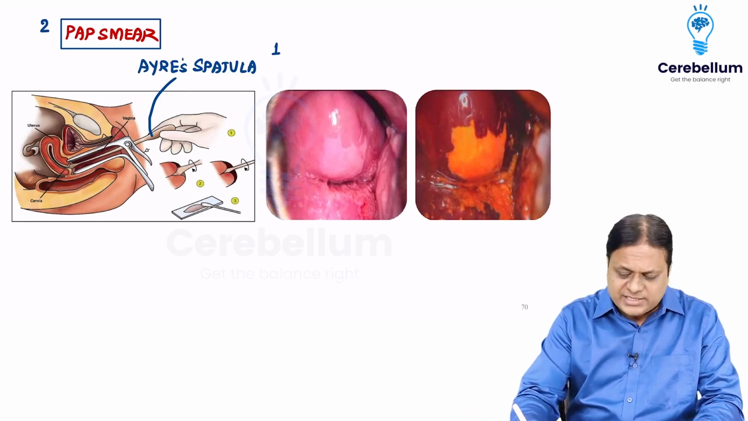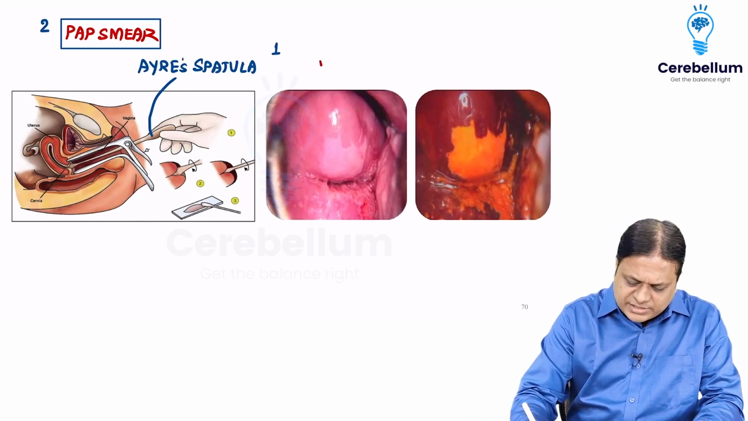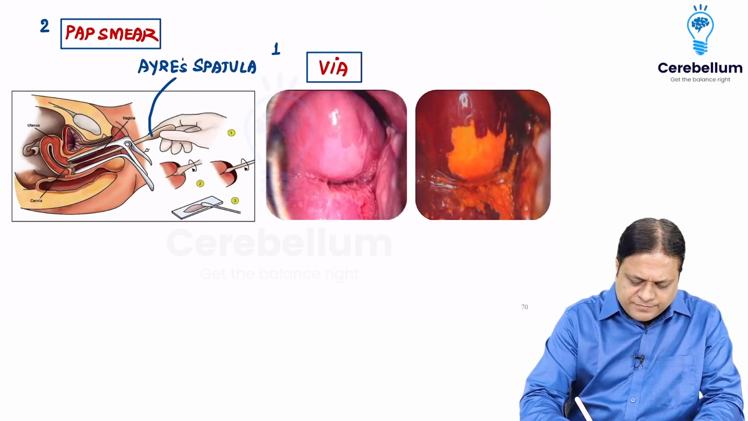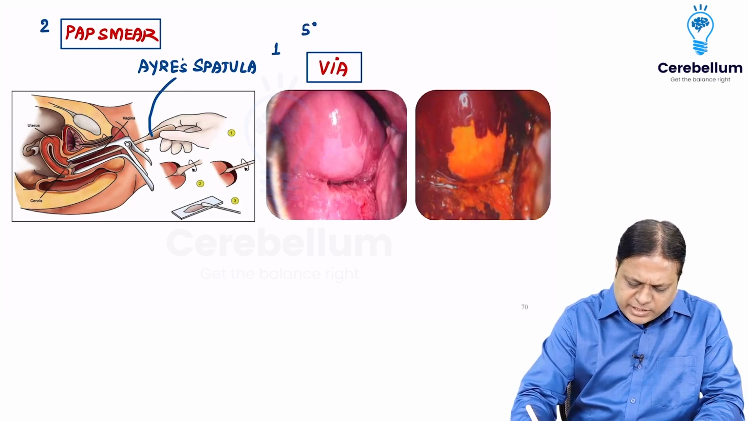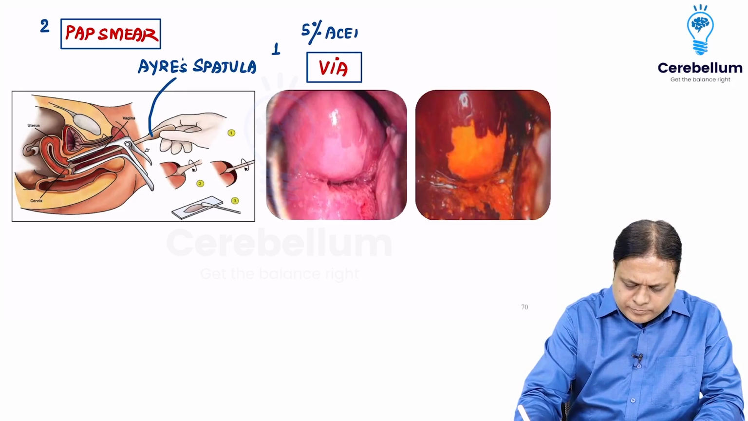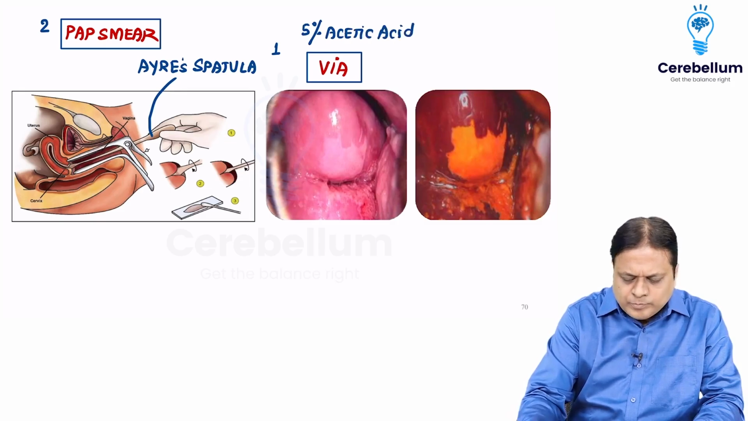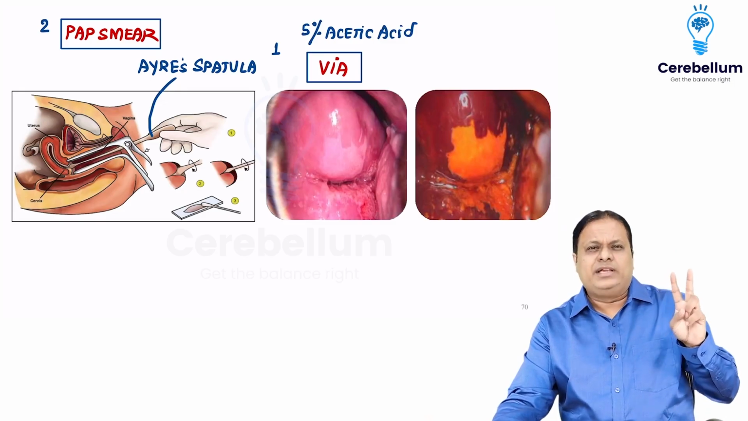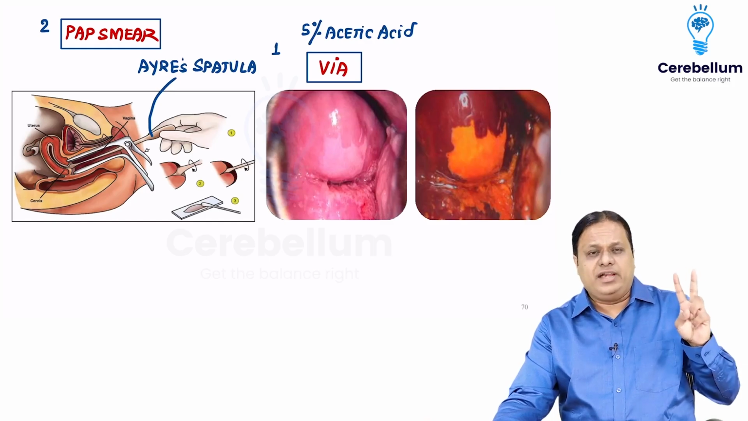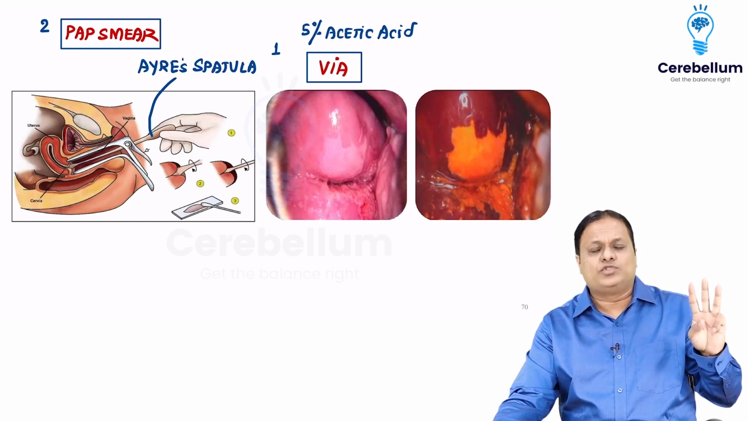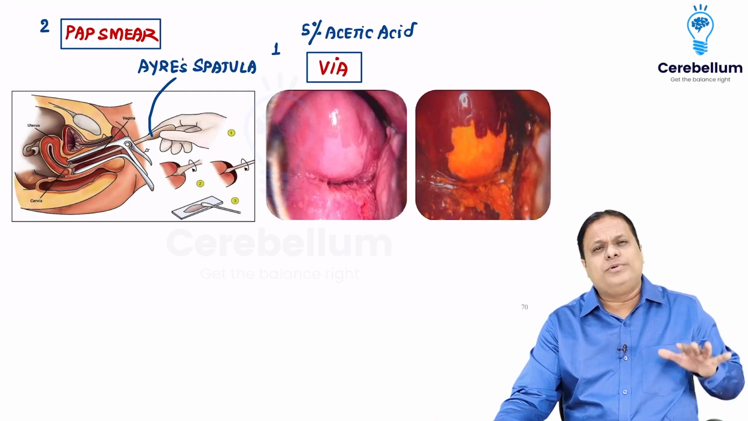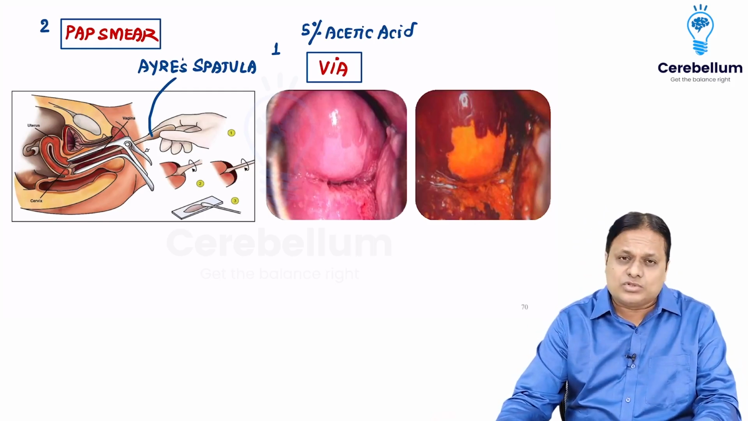Number 1 test is, yes, this is VIA test. What is VIA test, friends? Visual inspection of cervix with 5% acetic acid. This is now the test of choice for screening of cervical cancer in the country. It is the most cost effective test in India. It is also the recommended test of choice in resource limiting developing countries. It is such an easy test, it could be done at the primary level of healthcare also.